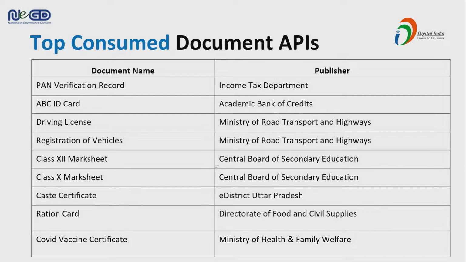To give a glimpse of the platform usage, these are a few of the foremost APIs being used in terms of documents. PAN verification record is being accessed from the API Setu platform. We have the ABC ID, driving license, registration of vehicle certificate, class 10th and 12th mark sheet, caste certificate, ration card, and COVID vaccine certificates. All these documents are accessed from the platform in huge volumes, and they are contributing towards service delivery transformation.